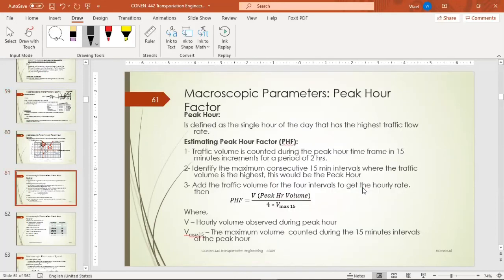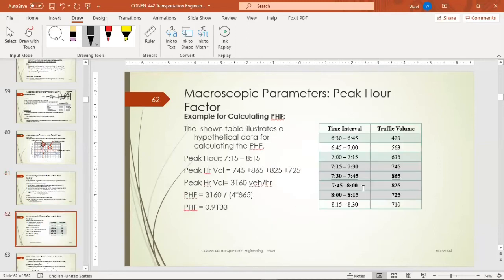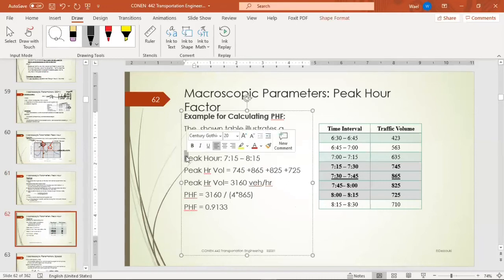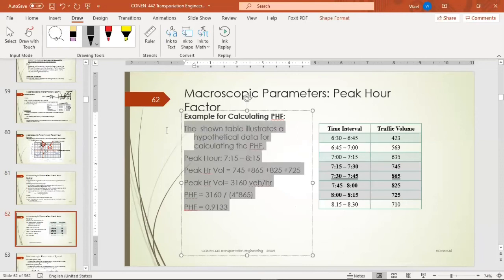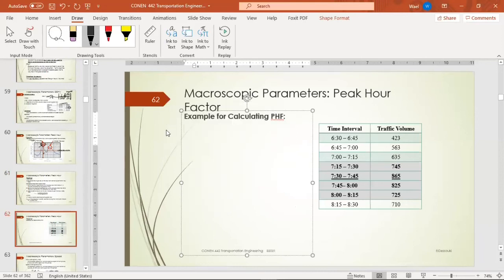Okay, we go here. One of the other parameters that's important for us is the peak hour factor. First of all, what is the peak hour? It's defined as the single hour of the day that has the highest traffic flow rate, okay? How can we estimate the peak hour and the peak hour factor? To better explain this, let's go to this example. Let's start solving this problem.